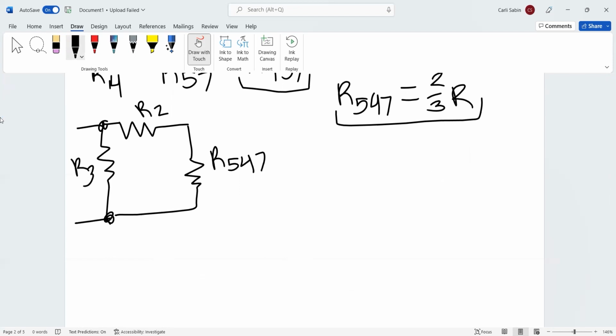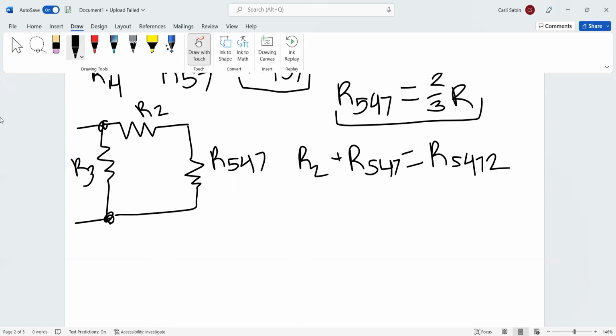So we can just take R of 2 plus R of 5,4,7 and add these up to get R of 5,4,7,2. So we'll go ahead and do that.